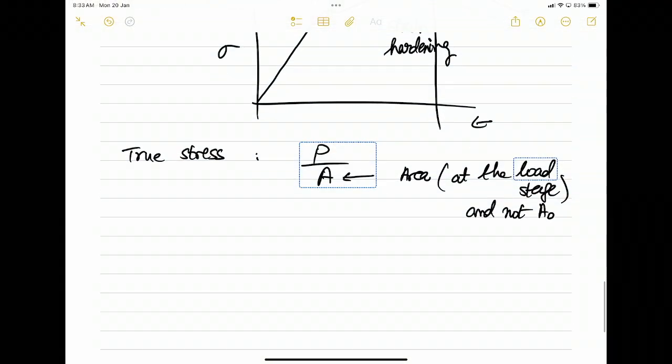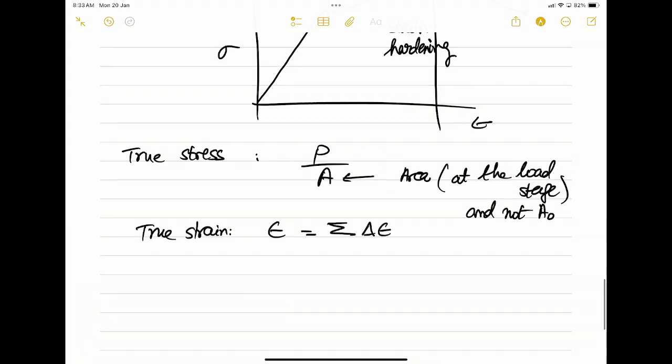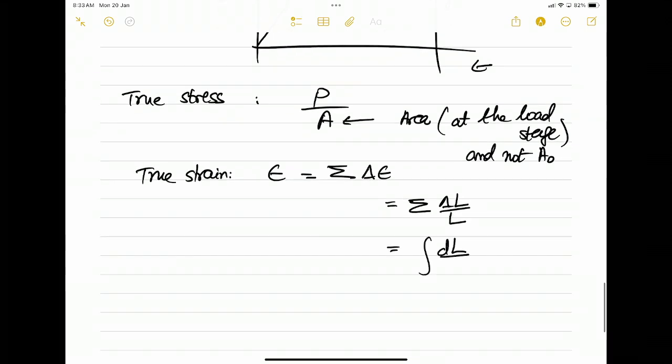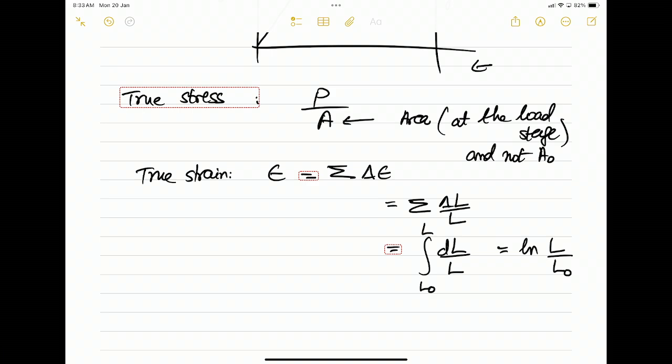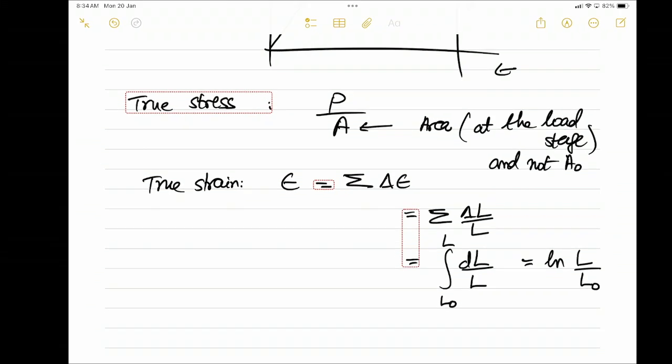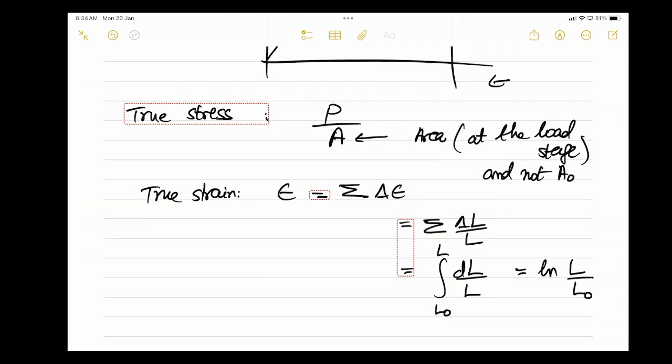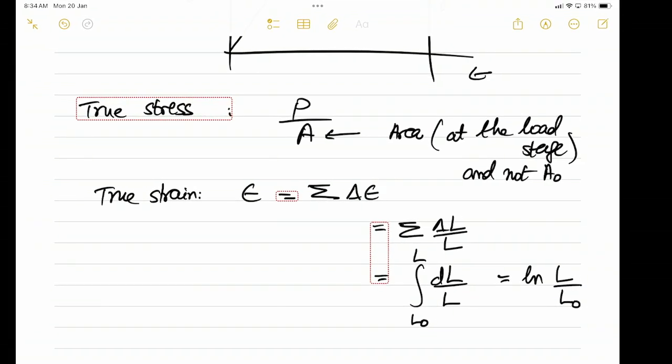Okay. And we also have, based on true stress, true strain epsilon, which is equal to the sum of delta epsilon, which is the summation of delta L over L. If at each length, we look at the instantaneous length and find the delta L at that length, and we sum up all this, finally, if the length at yield or at the breaking point is L, then log of L by L0 will give us what is called the true strain.